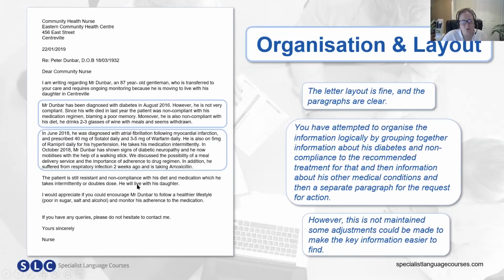But a few little adjustments could be made so that key information is easier to find. So for example, the little brackets here where it says poor in sugar, salt and alcohol in the final paragraph, that's kind of hidden. That needs to be given a more prominent position because it's important. So take it out of the brackets, perhaps put it in its own sentence.